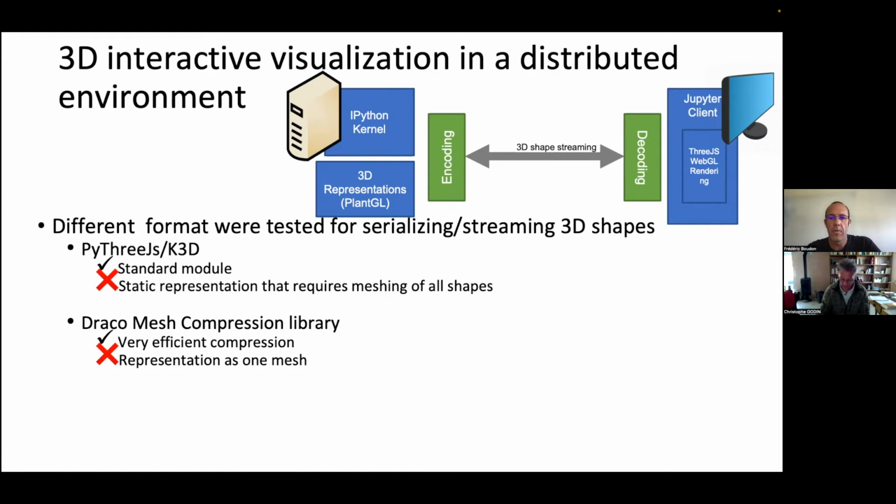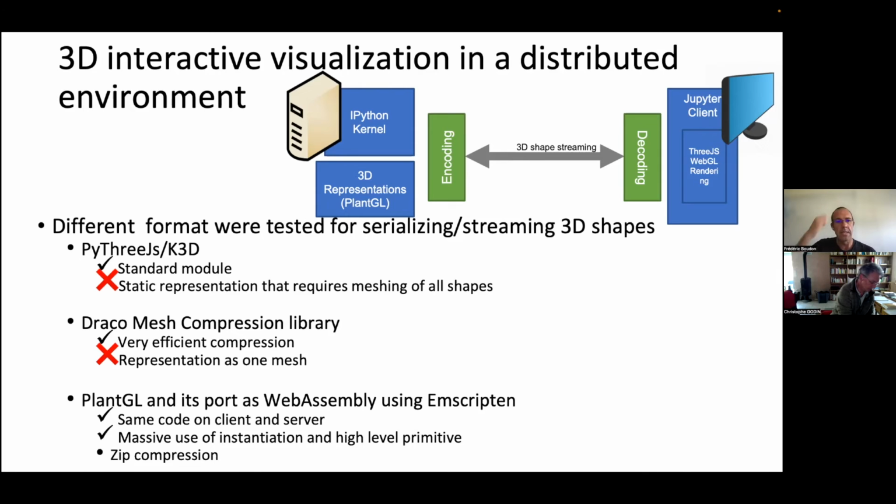As an alternative, we tested the Draco mesh compression library, which is starting to be quite standard and proposes very efficient compression algorithms. The drawback, again, is that it requires converting the entire 3D representation to a single mesh and thus removes semantic information.